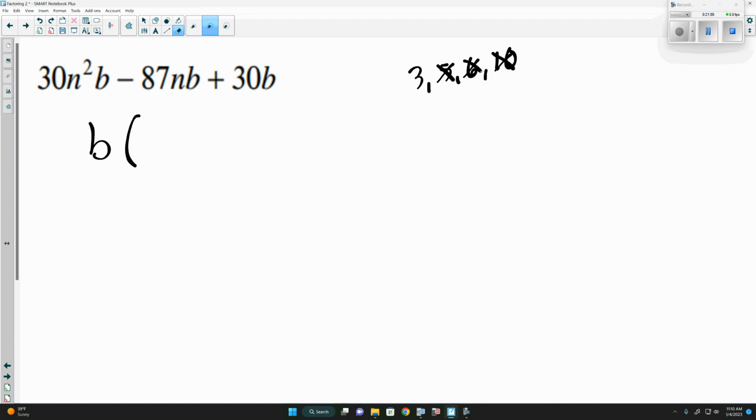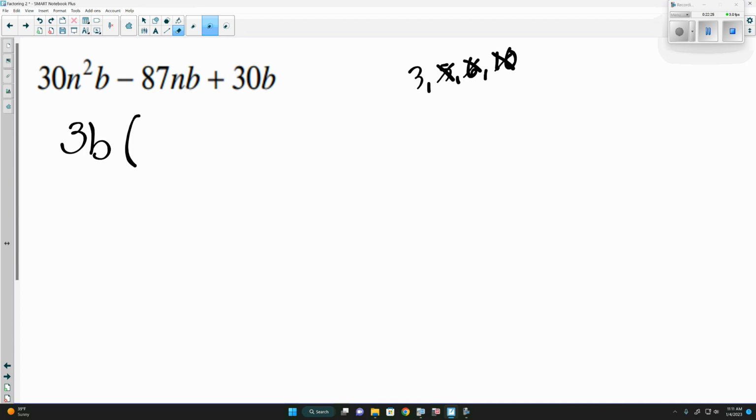But is 87 divisible by 3? What's 8 plus 7? 8 plus 7 is 15, divisible by 3. So 87 is also. Because for any number, to check divisibility by 3, add the digits together, and if that number is divisible by 3, then the original number is also. So all three of these terms are divisible by 3.